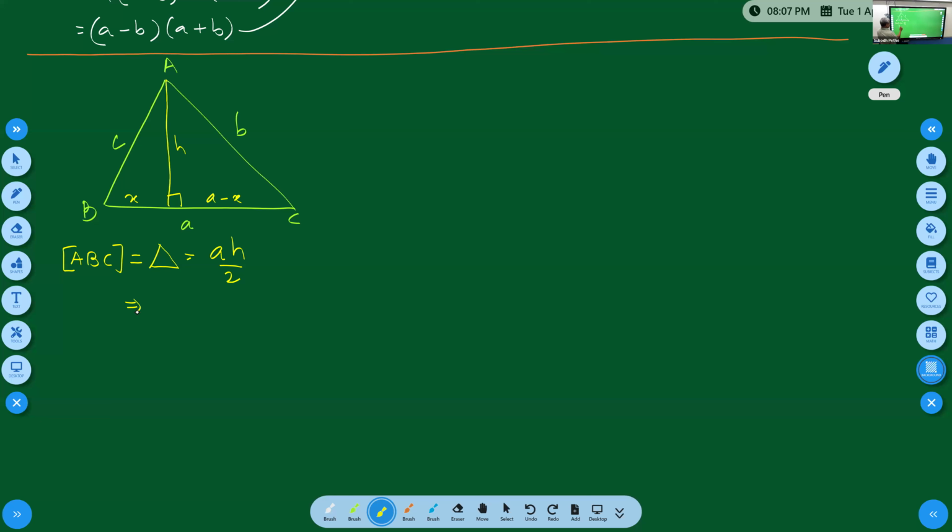This is going to be equal to 2 delta is equal to ah, which is equal to 4 delta square, which is equal to a square h square, which is also equal to 16 delta square, which is 4a square h square. This is my homework.